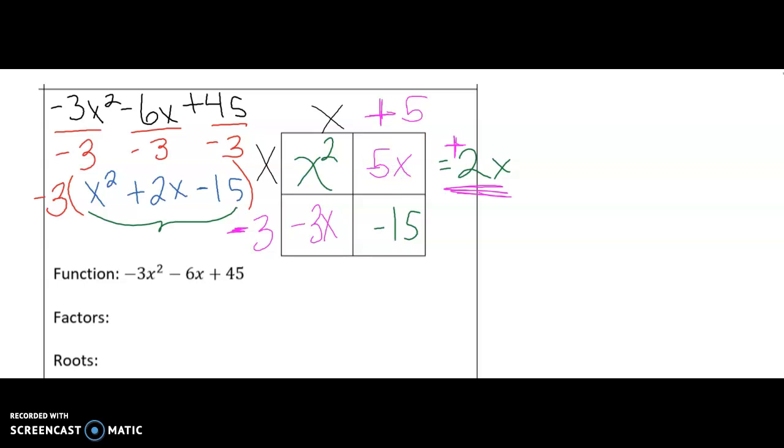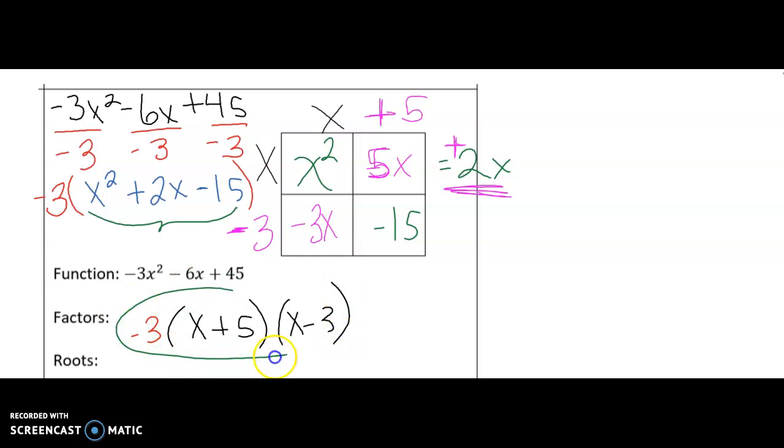5x minus 3x is 2x. Perfect. And that was a positive 5. That's not supposed to look like negative. So my final answer here is x plus 5, x minus 3, and we can't forget that negative 3 that was in the front.